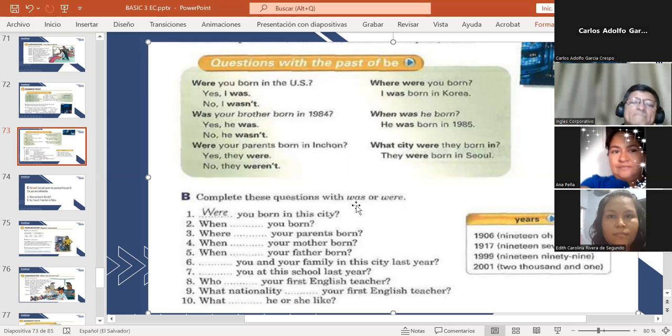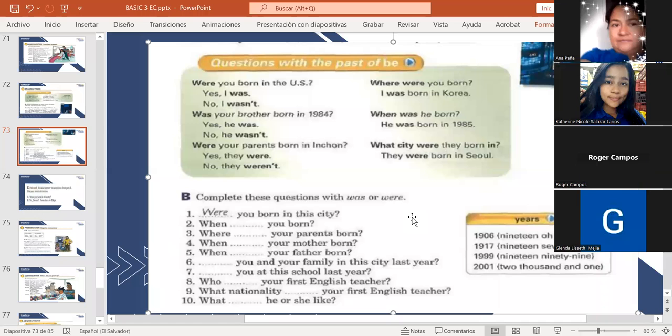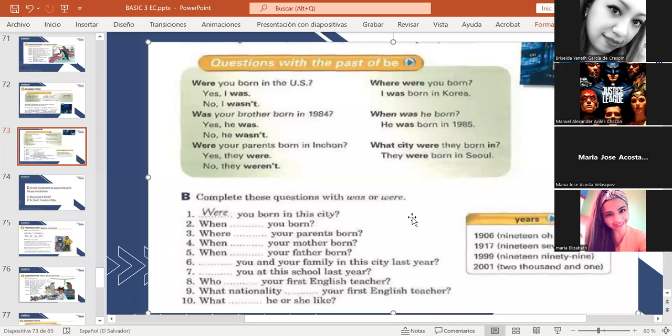The same thing. Do it on your notebook or your pamphlet. Sí sacaron copia, ¿verdad? Okay, if you have it in your pamphlet, good. Complete it and send a picture again, okay? Everybody has to send a picture, everybody. I'm talking to all of you, okay? I got 21 students, so I want 21 pictures on WhatsApp. Start, please.